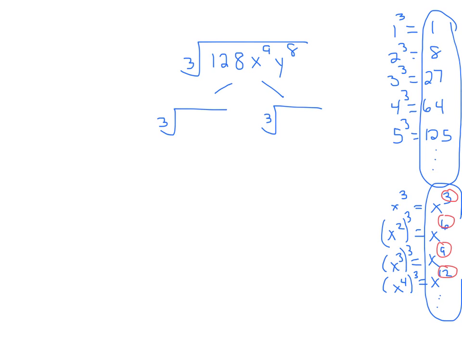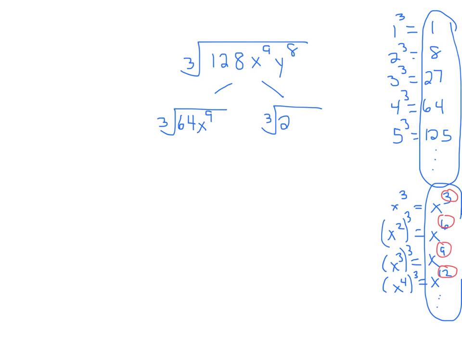Okay, so let's go back to our original problem now. So let's first take a look at the 128. Well, if we look at our list of perfect cubes, the biggest perfect cube that divides evenly into 128 would be 64, because 64 times 2 gives you 128. So we'll put a 64 here and a 2 here. So now let's look at x to the 9th. Well, 9 is divisible by 3. So this x to the 9th is a perfect cube. So we could take the whole thing and put it in our perfect cube radical.